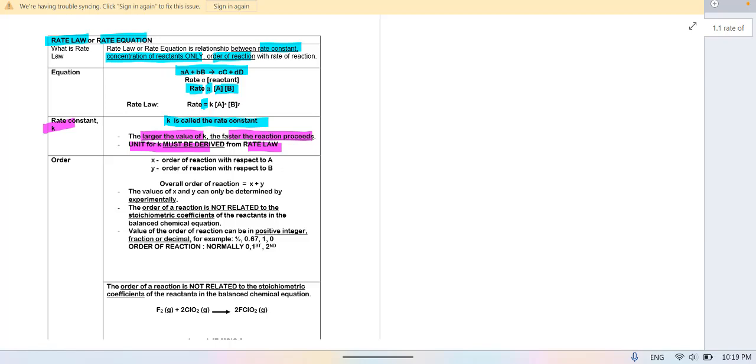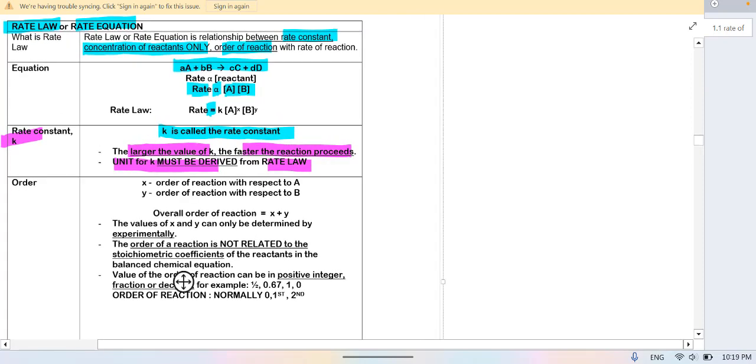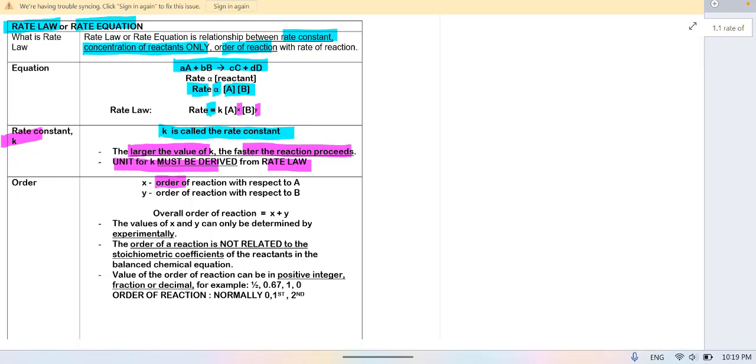Okay. And then kalau kita tengok kat dalam equation rate law, kita ada to the power of x and to the power of y. So what is x, what is y? X and y is actually the order of reaction. Okay, so the values of x and y can only be determined experimentally. So order of reaction is not related to the stoichiometric coefficient. So this value must be calculated from experimental data.